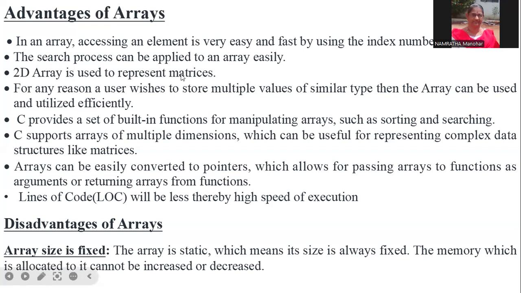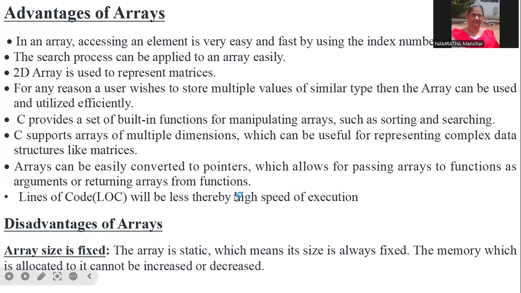A two-dimensional array is used to represent matrices. If for any reason a user wishes to store multiple values of a similar type, then arrays can be utilized efficiently, because performing operations on arrays is easier. C provides built-in functions for manipulating arrays such as sorting and searching. C also supports multiple dimensions, which can be used for representing complex data structures like matrices, say a 3-dimensional array or a 4-dimensional array.